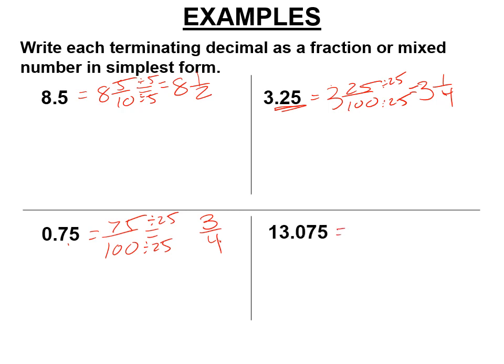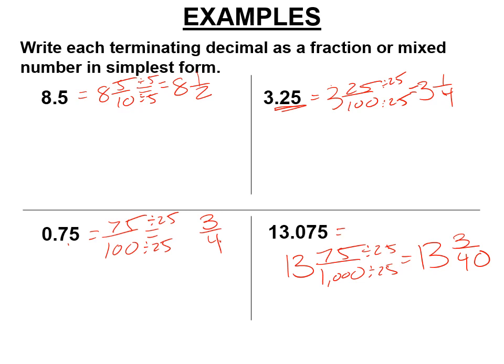That is 13 75 thousandths. Now we're going to divide by 25 like we've been doing. So we have the 13. 75 divided by 25 is 3. 25 goes into 100 4 times. 25 goes into 1,000 40 times. So that simplifies 13.075 to 13 3/40ths.